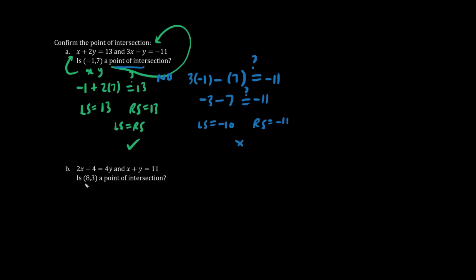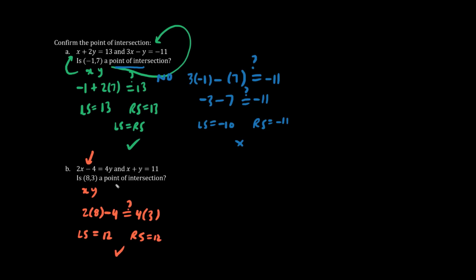Now let's try the next part. Is point 8, 3, x and y values, a point of intersection for these two lines here? Let's focus on the first line using substitution. We have 2 times 8, that's the x value, minus 4. Does it equal 4 times the y value, 3? The left side is 2 times 8, which is 16, minus 4 is 12, whereas the right side is 12 as well. So yes, this point is on the first line.